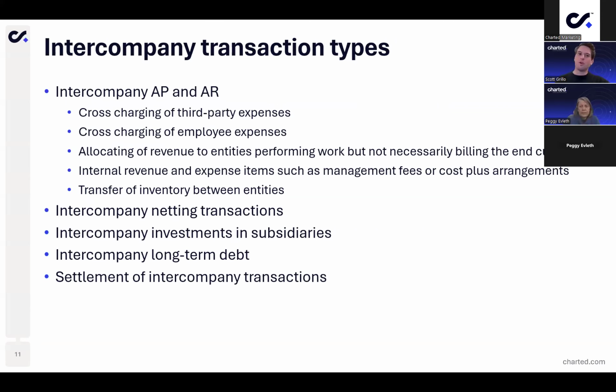Peggy, we've got some more questions in here. Everybody's listening. Some examples, but let me go through these. Regarding intercompany settlement, what if one of the parties doesn't have enough cash to settle their balance?